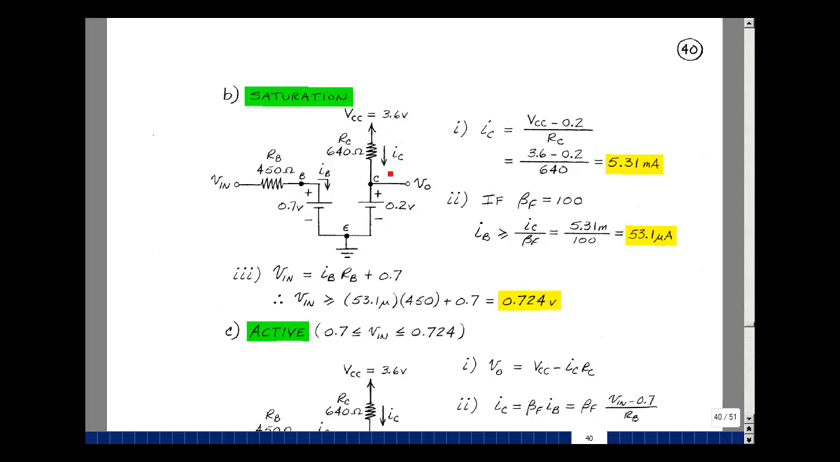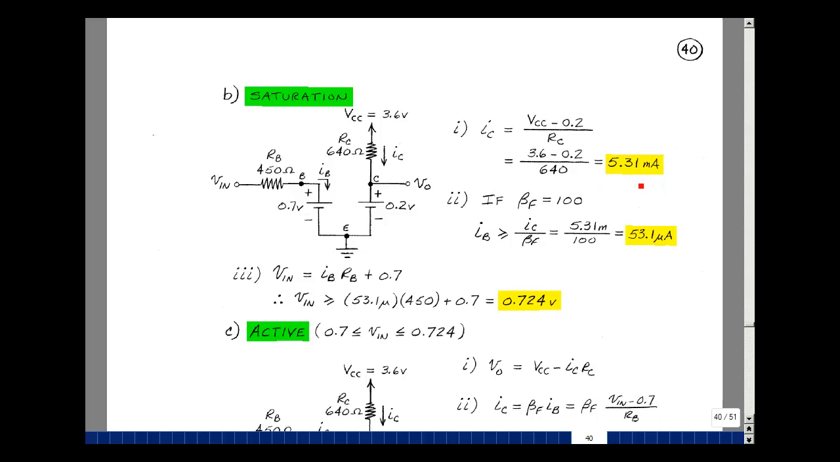Now let's solve for the collector current and the base current and check their ratio and whether they're greater than or equal to 0. The current in the collector is the current in this resistor, so it's this node voltage, VCC minus Vout, divided by 640. 3.6 minus 0.2 divided by 640 is 5.31 milliamps.